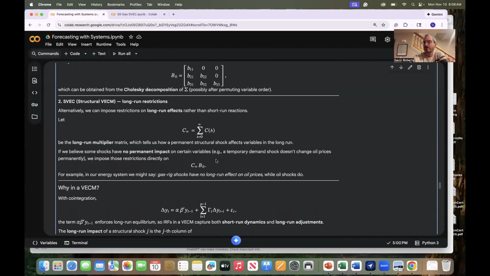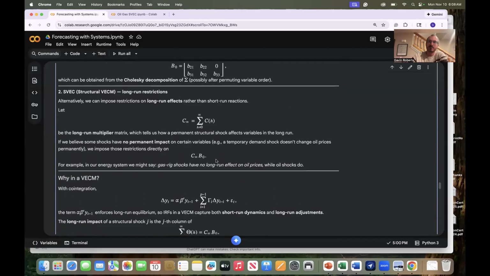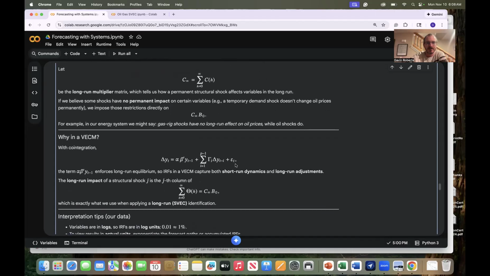We could, in our system, say in the long run, we have to expect the co-integrating relationship. So if there's an oil shock and the oil shock stays high, then those other variables are going to have to adjust somehow because that's going to shock the long run co-integrating vector in addition to the short run dynamics of the system. So this type of assumption, the SVEC structural vector error correction model long run restrictions, deal with more those types of assumptions.